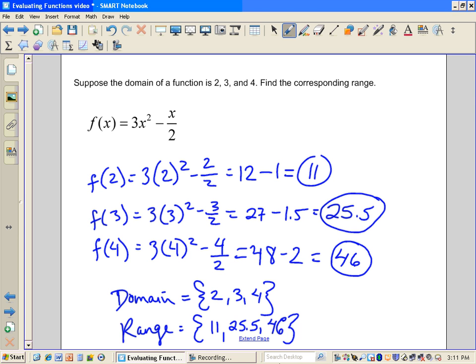Most important thing to remember about this is being careful about how you're placing in your x's, that you're replacing both, and then that you're following the order of operations to simplify this.